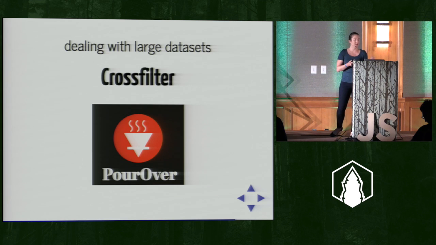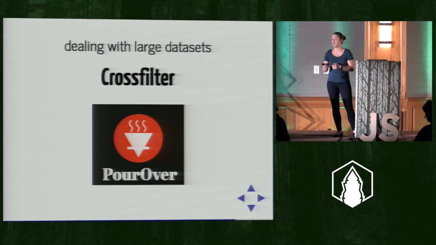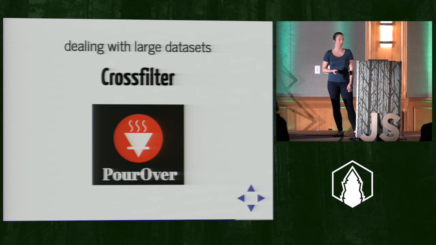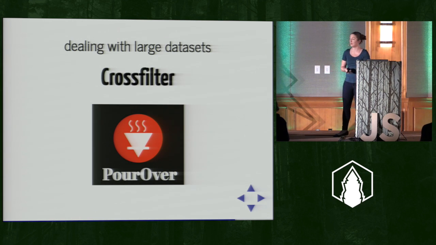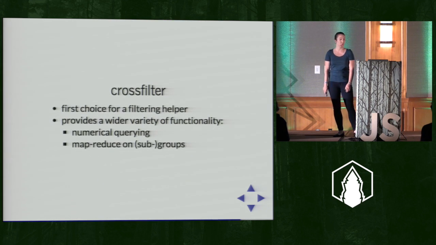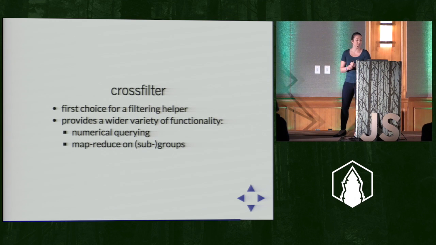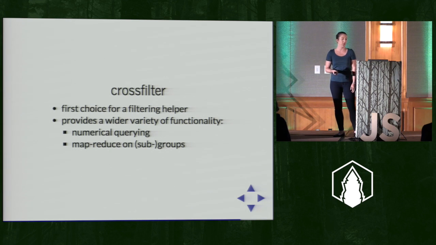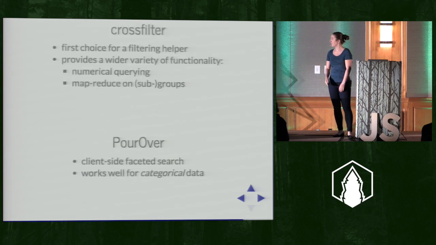And then my last tip is for dealing with large data sets. There's a couple of great helper libraries for this, CrossFilter and PourOver. These are both open source tools. CrossFilter is probably your first choice for a filtering helper with D3. It's written by some of the original authors of D3. And it provides just a real wealth of functionality for numerical querying and MapReduce.